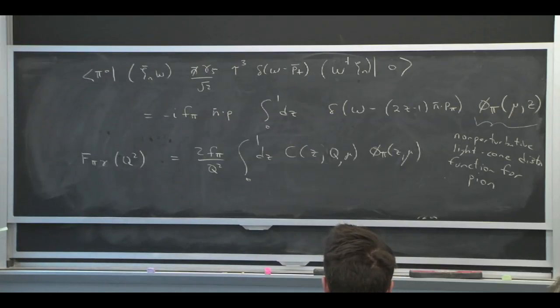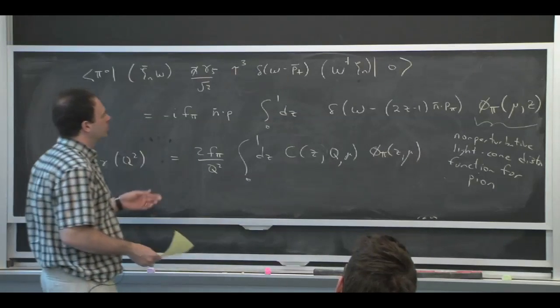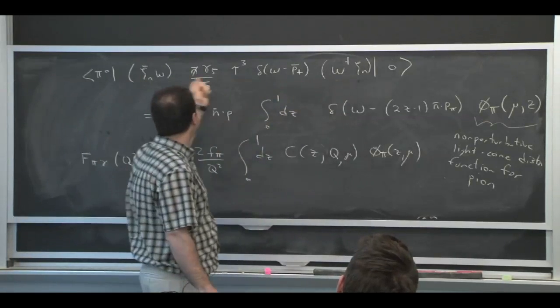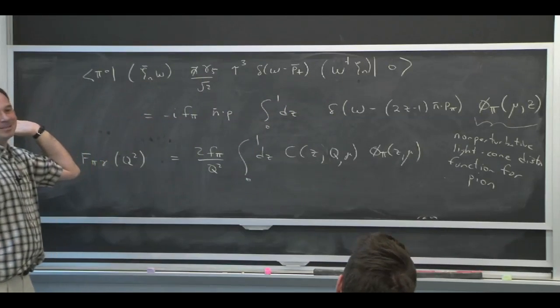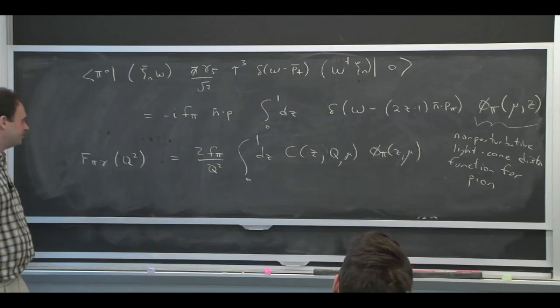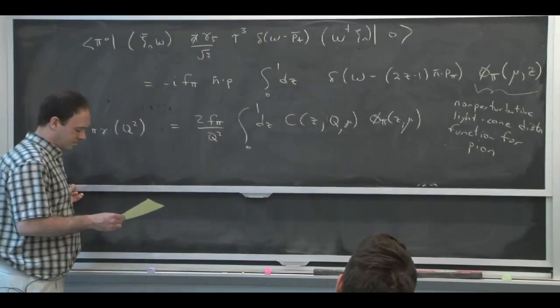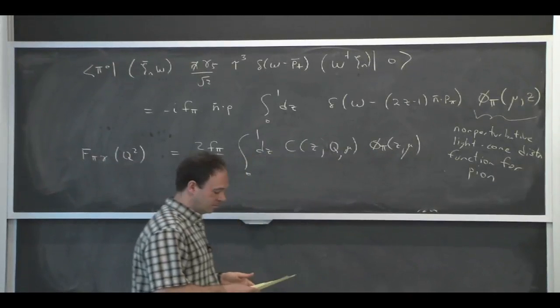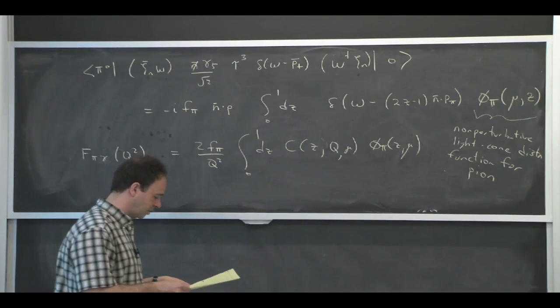Is phi pi of z universal? Yeah, it's universal. You can use it for other exclusive processes? Absolutely. As long as you can factor it so that it's these fields and that pion, then you have this matrix element, and you get this guy. So people try to measure things about this guy, its moments, and so on. All right.